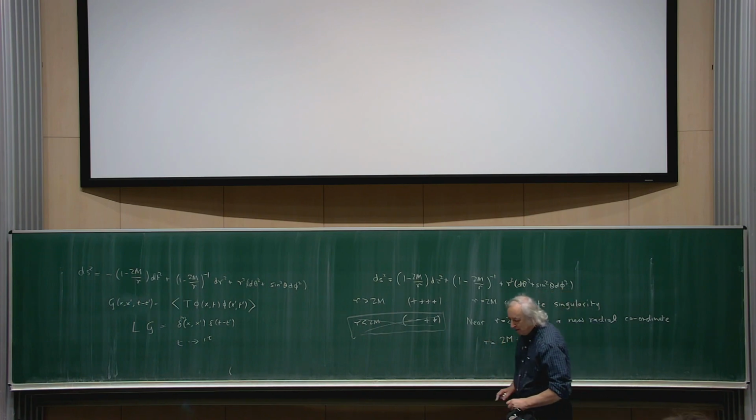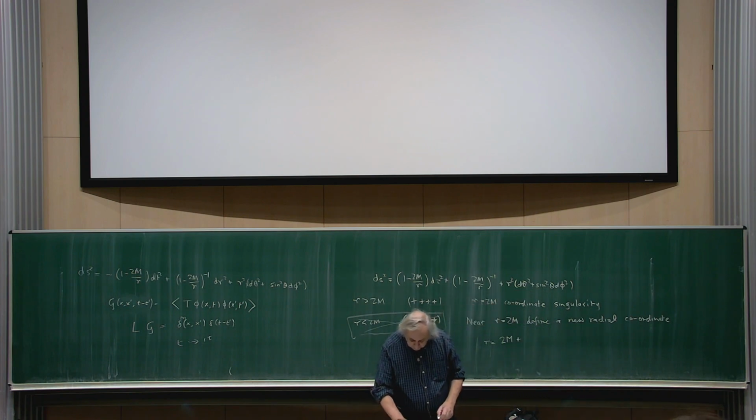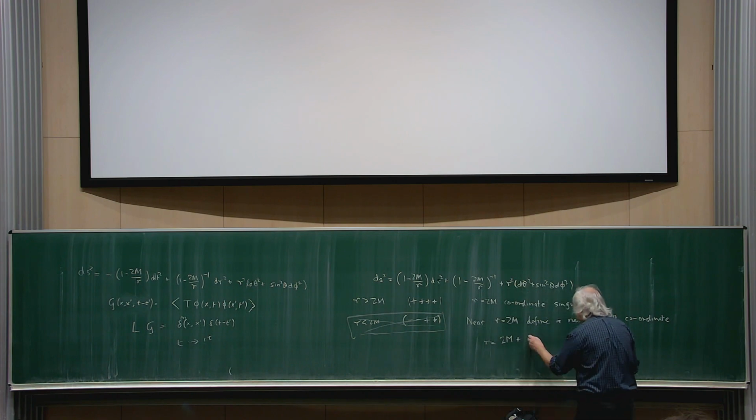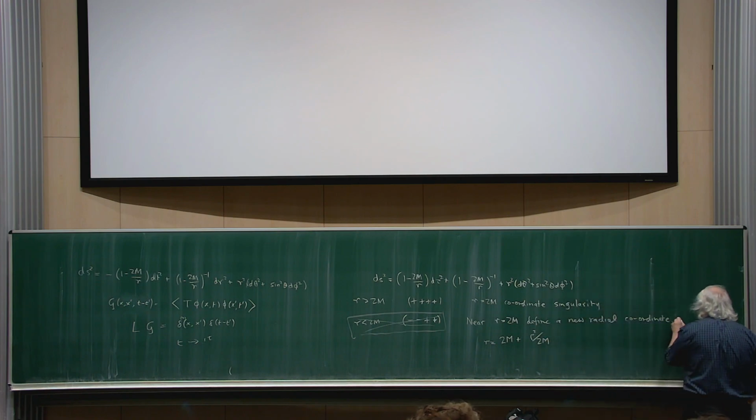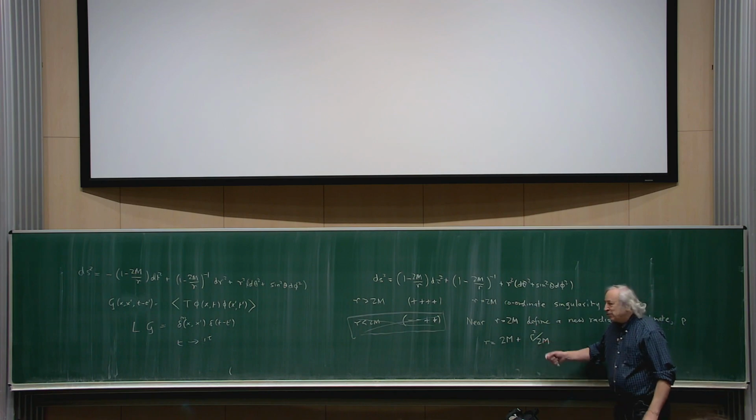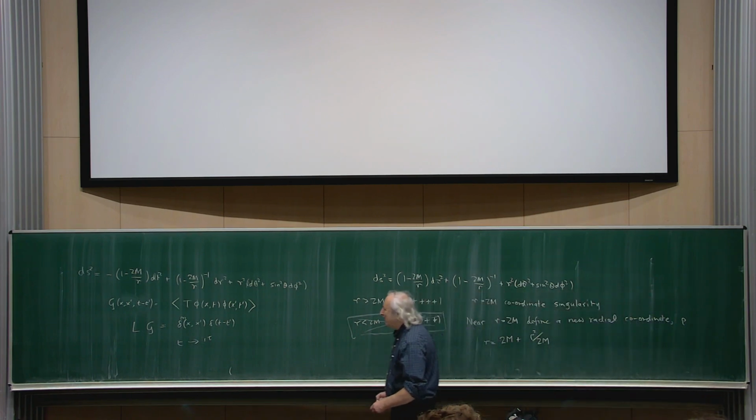Plus, and here numbers are important, rho squared over 2m. So the new coordinate we'll call rho. It's not obvious that this was the right thing to do, but it turns out that it is.